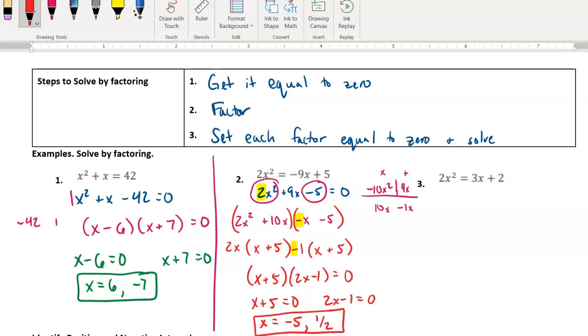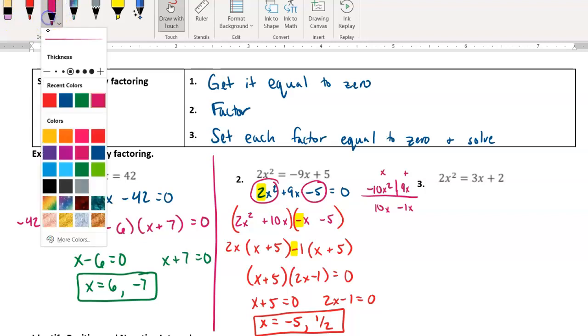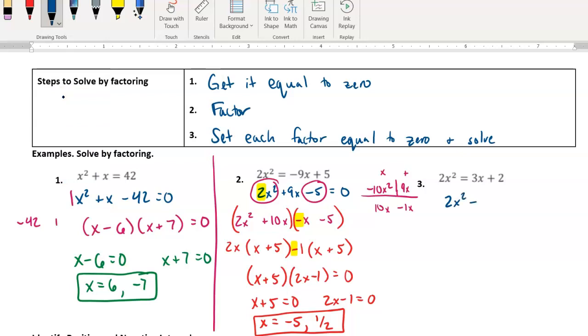So I'm going to help you start this one together, and then I want you to see if you can't finish it from there. So for this one, again, we'll get it equal to 0 first. Here we go. So we would subtract 3x from both sides and then subtract 2 from both sides. So I would get 2x squared minus 3x minus 2. Now it's equal to 0.